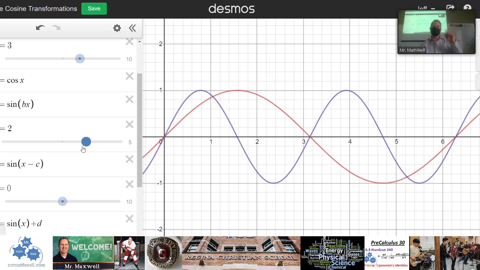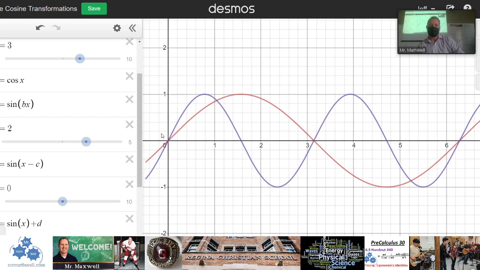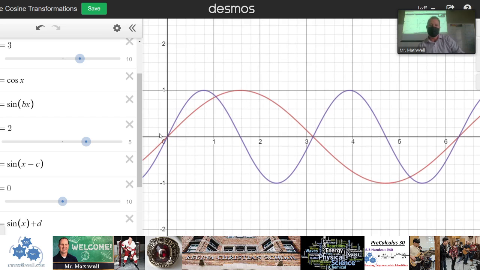And I want to ask you a question. What do you notice about the purple graph if I highlight x equals 0 and x equals 6.28? Notice that both graphs cross 0 and 6.28. What do you notice about the purple graph as opposed to the red one now? It's smaller, yes, it's compressed, okay. Anything else you notice?